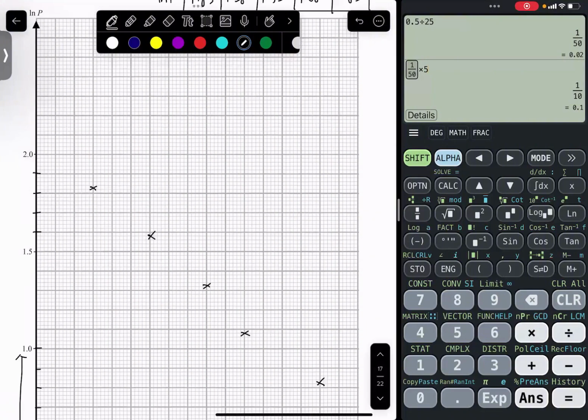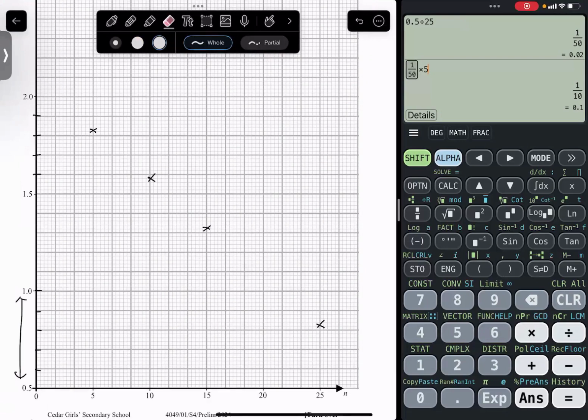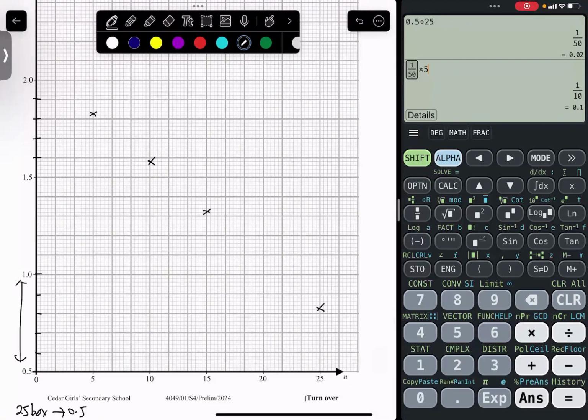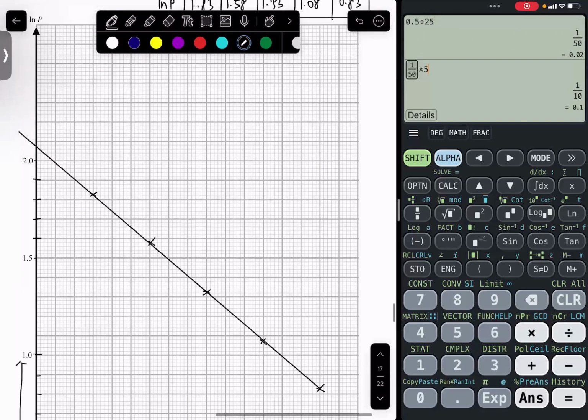This looks a bit off, because I put the wrong position. Let's go again. At 20, 1.08, 2, 4, 6, 8, not like that. So now my straight line graph looks like this. Make sure that you draw long enough so that it cuts the y-intercept. This looks good.